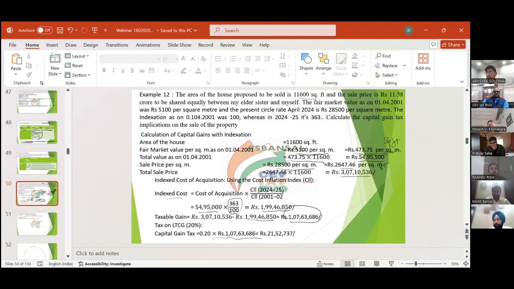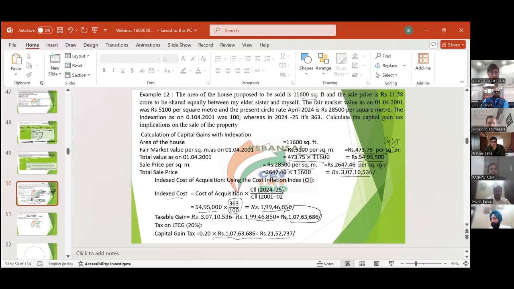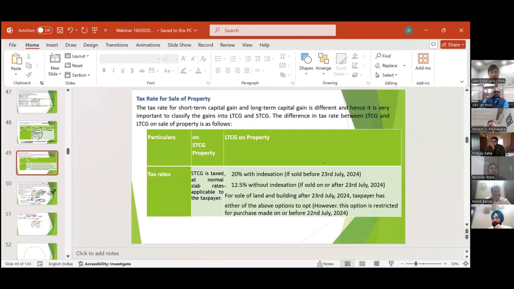And at the rate of 20%, tax comes out to be 21 lakh 52,737. And if it is without indexation, then capital gain is sale price minus cost of acquisition. Sale price is 3 crore 7 lakh 10,536 minus 54 lakh 95,500. This is the taxable gain, and at the rate of 12.5%, it is 31 lakh 51,879. So with indexation it is 21 lakh 52,000, without indexation it is 31 lakh 51,879. So here the condition will be checked.